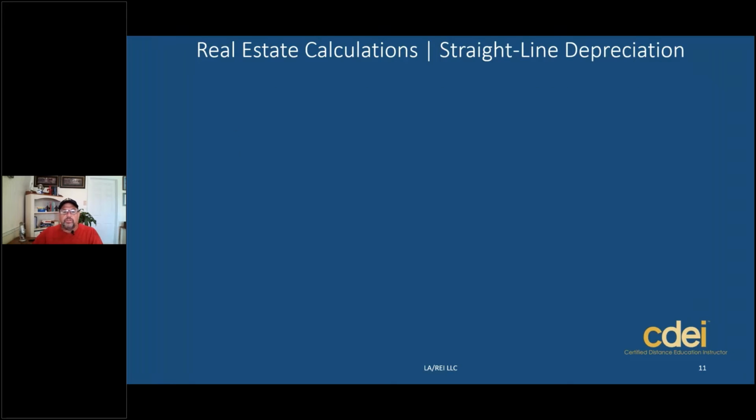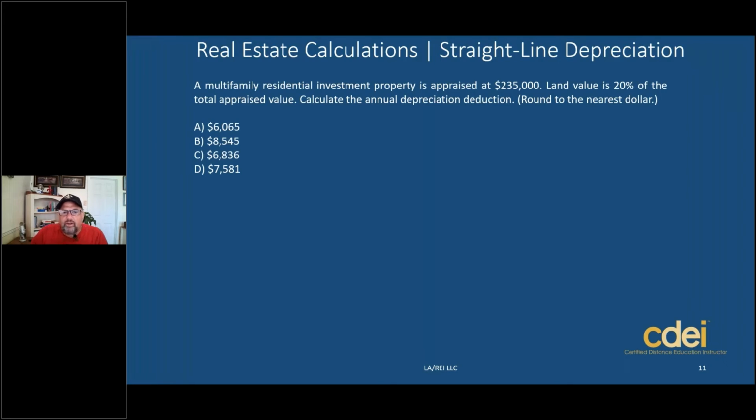So here it goes. A multifamily or residential investment property is appraised at $235,000. The land value is 20% of the total appraised value. Calculate the annual depreciation deduction. You want to round that to the nearest dollar.